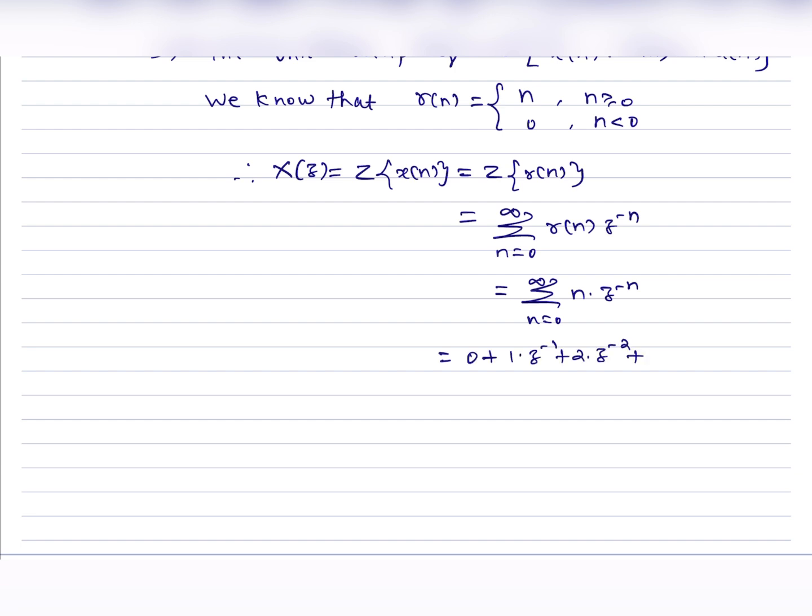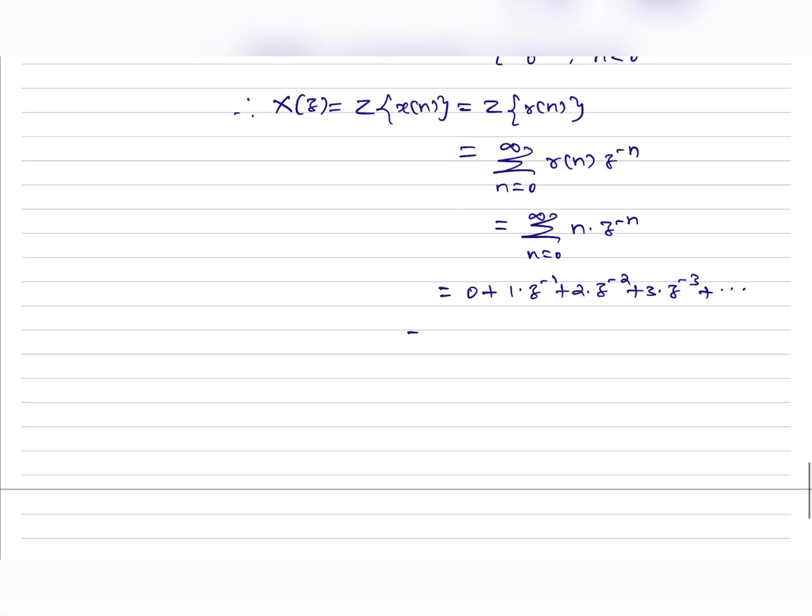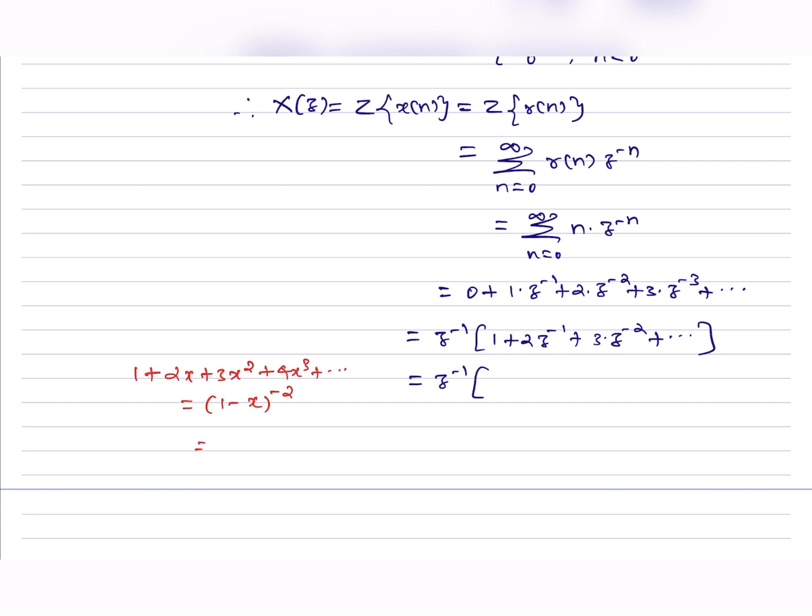And when you substitute the values of n from 0 till infinity, you'll get 0 plus 1 into z power minus 1 plus 2 into z power minus 2 plus 3 into z power minus 3 plus etc. Pulling out 1 z inverse outside, you'll get 1 plus 2 z inverse plus 3 z power minus 2 plus etc. And that will give you 1 plus 2x plus 3x square plus 4x cube plus etc.